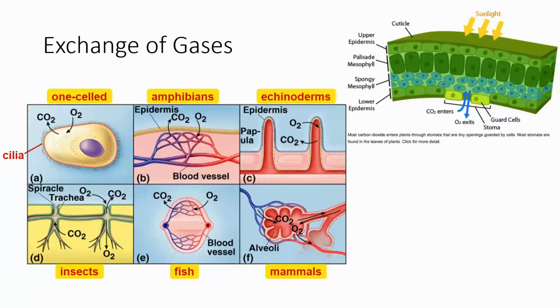Then echinoderms are things like sea stars, and they exchange gas through their outer surface as well. So do insects. Fish are some of the organisms that have an organ devoted to exchanging gas. They have gills, so blood vessels run through these gills, and as water runs across the gills, oxygen is absorbed, CO2 is released. And then mammals have more, I don't think it's more developed.